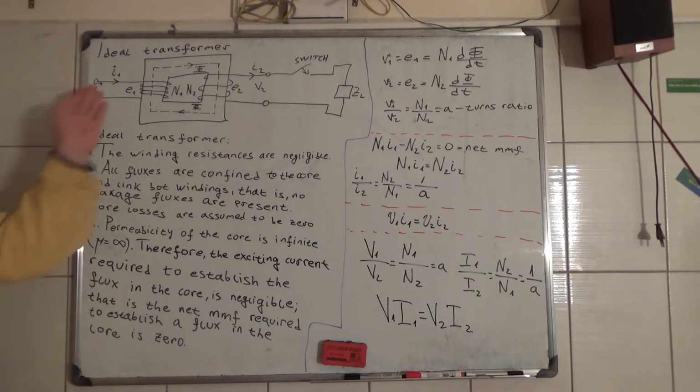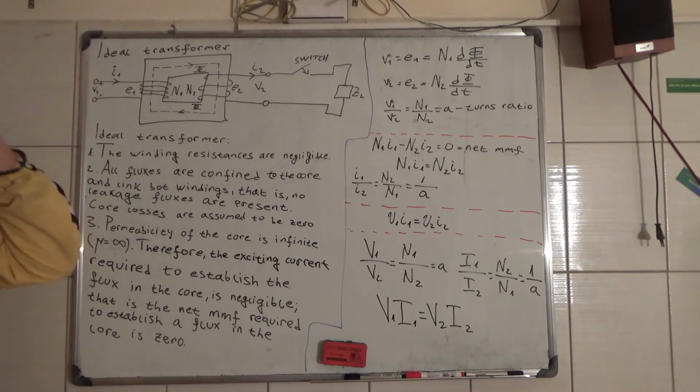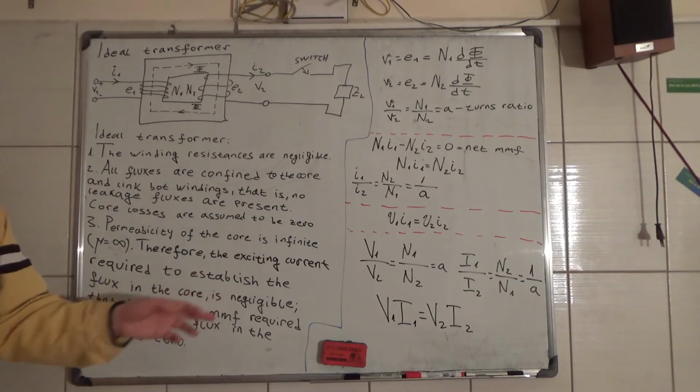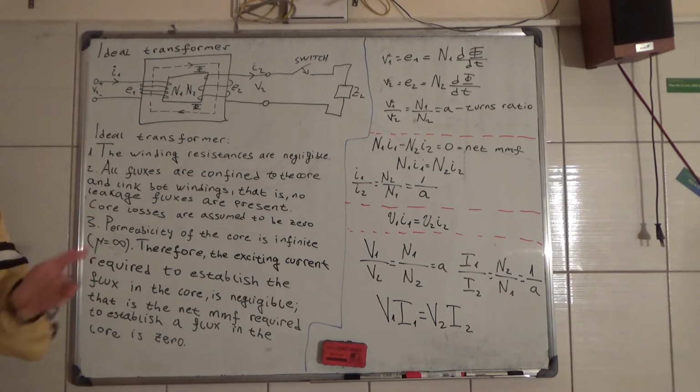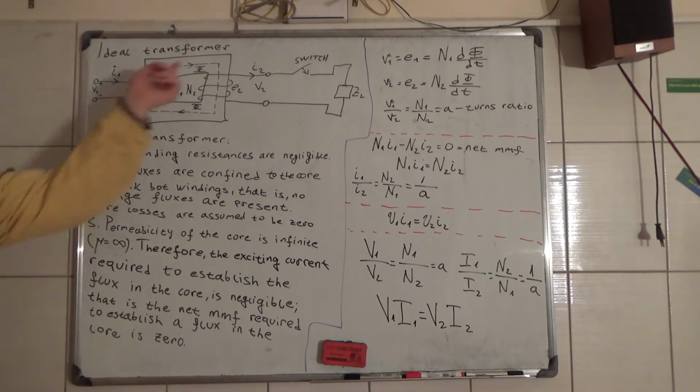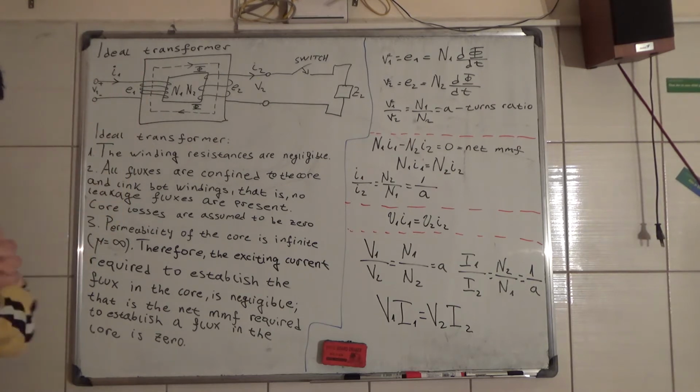And when you have a magnetic core that has infinite permeability, then the exciting current required to establish the flux in the core is negligible. It's so small that it is negligible, almost 0. So you only need a sinusoidal voltage for a sinusoidal magnetic flux in the core. I explained that. If you don't know what exciting current is, I explained it in my lectures on magnetic circuits. So you need to know that.